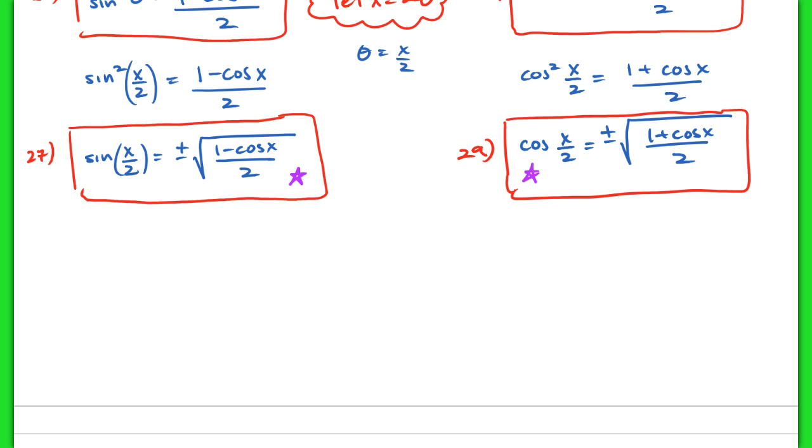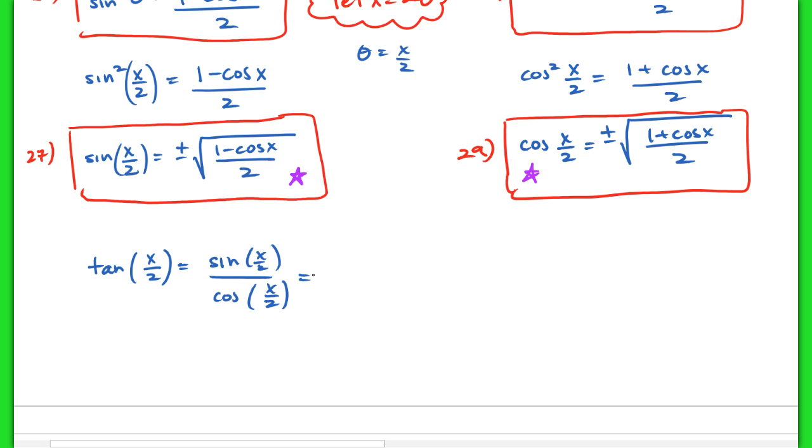All right, now the next thing that we're going to show is the tangent of x over 2. So I'm actually going to just start with writing the half angle here, tangent of x over 2. And I'm going to use what we just proved in 27 and 29 here. I'm going to set up the ratio of sine to cosine. So I have sine of x over 2 over the cosine of x over 2. I'm not really sure why I'm using the parentheses. I don't really need them, but I just did it.